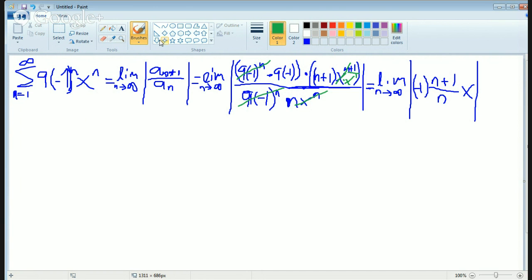Wait. Okay, I made a mistake right there. But you still get to do the crossing out of 9 times negative 1 to the power of n. It's just that I made a little mistake there, and I'm sorry about that.